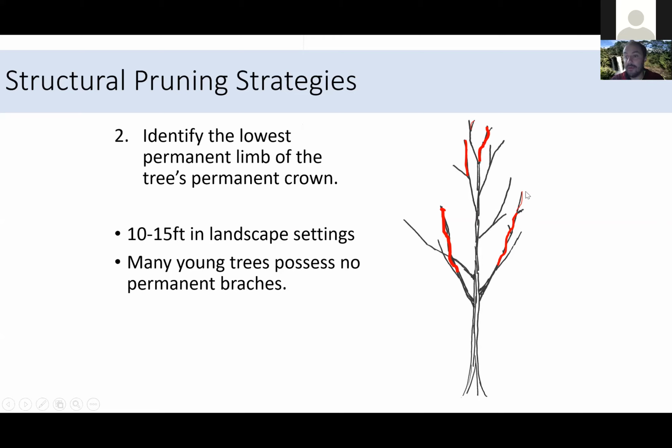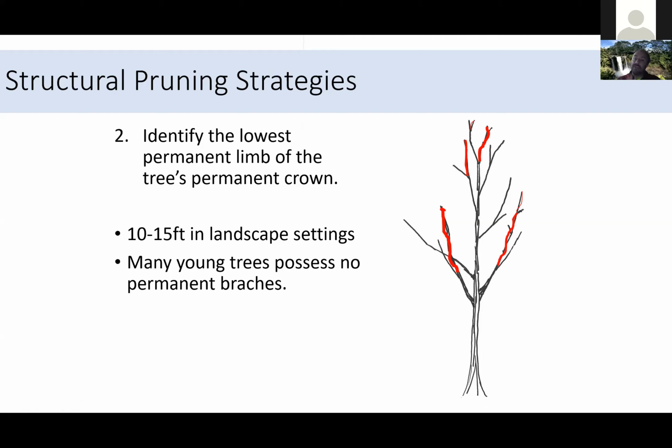All the growth will happen from the tips, et cetera, right? So when I look at this tree, in most situations the lowest branch that we want on a tree is going to be, if it's over a street, about 13 feet. If it's over a sidewalk, maybe 9, 10 feet. If it's in a yard, it gets to be a little more of a personal choice. Maybe you want a lower branch for some reason on a tree in a yard that's not by a street or sidewalk. But in most landscape settings, the lowest branch that's going to be on the tree is going to be somewhere between 10 and 15 feet up the trunk.